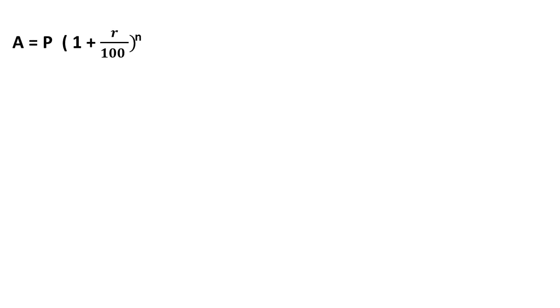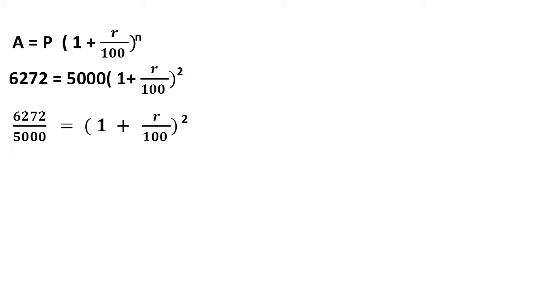Use the formula amount is equal to P into 1 plus R by 100 to the power n. In the place of A, substitute 6272, P as 5000 and n as 2 years. Shift 5000 from the right hand side to the left hand side. It results as 6272 by 5000 is equal to 1 plus R by 100 to the power 2.